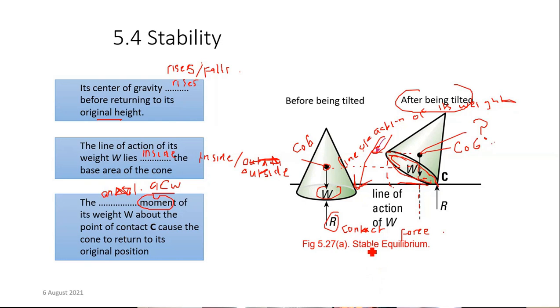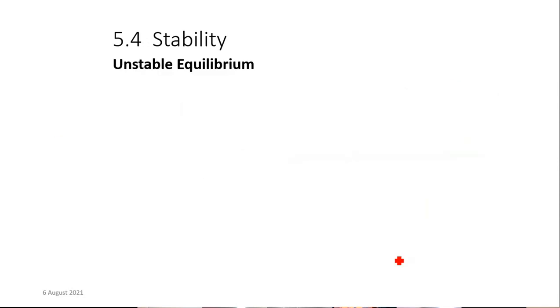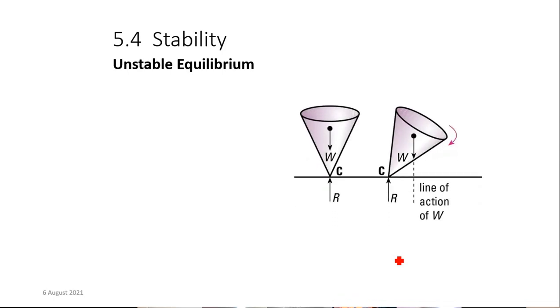We can see that when the line of action of its weight is inside the base, and the center of gravity rises, the moment is anti-clockwise. This is the stable equilibrium. Next, the unstable equilibrium. This is the condition before. This is the condition after.